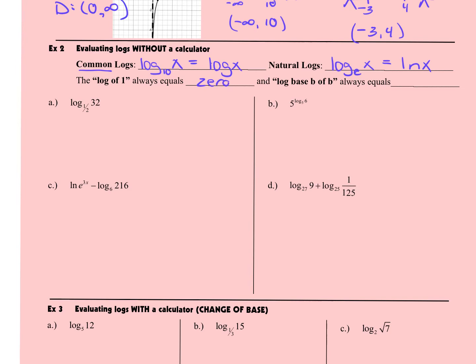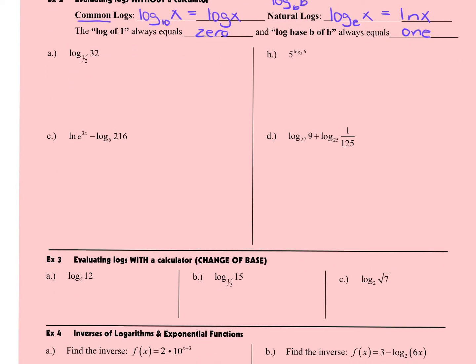The log base b of b, so that would look like, I'll just go ahead and write that out, log base b of b, that is always going to equal 1. So we're going to use these ideas later, but we're also going to do some more work to refresh your memory as to why these are true.